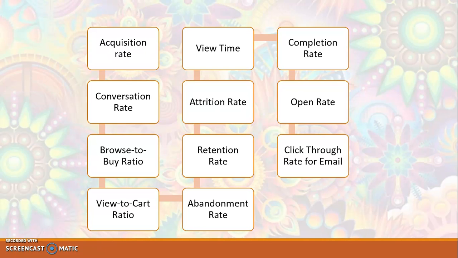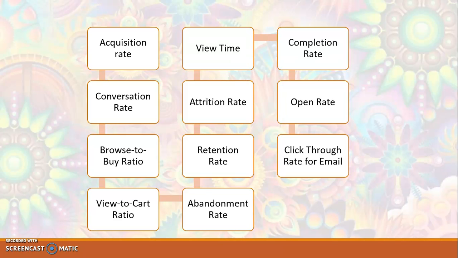After that, the browse-to-buy ratio, which refers to the ratio of items purchased to product views. It is very vital for us. Suppose one customer looks at 10 books and orders the rental of only one book. Then the ratio is very poor. Now, for gaining more revenue, we have to increase the ratio.